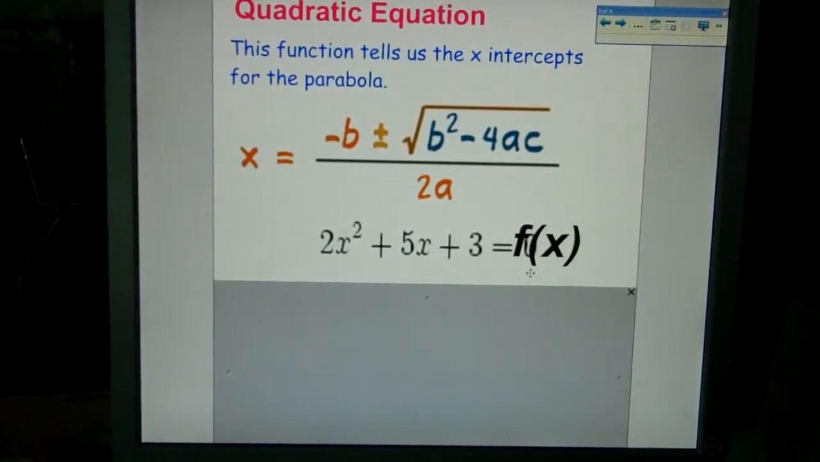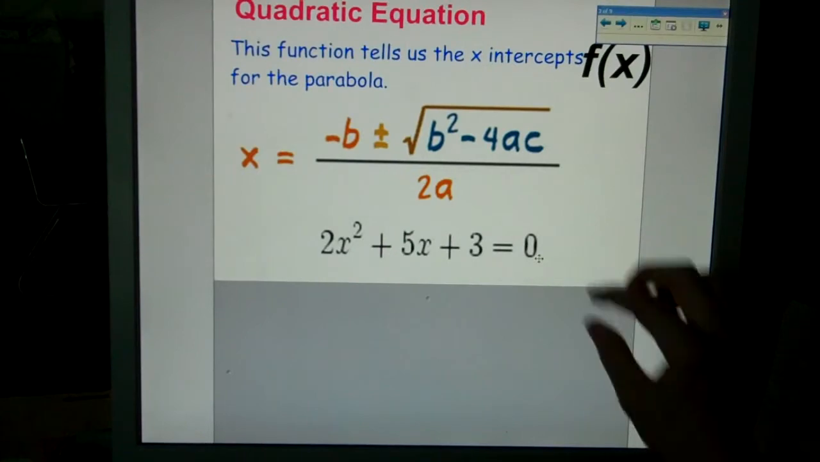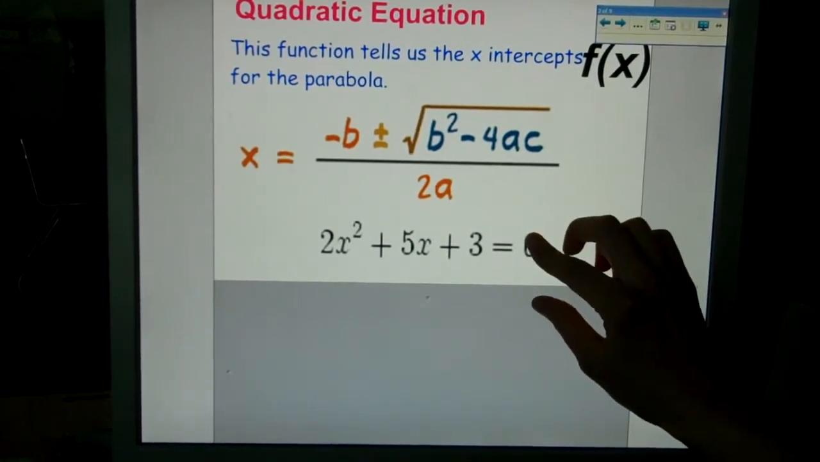All right. In order to find your roots or your zeros, we need y to be what? Now remember, f of x stands for y, okay? We want our x-intercepts, so y has to be 0. So you set this whole thing equal to 0, all right?